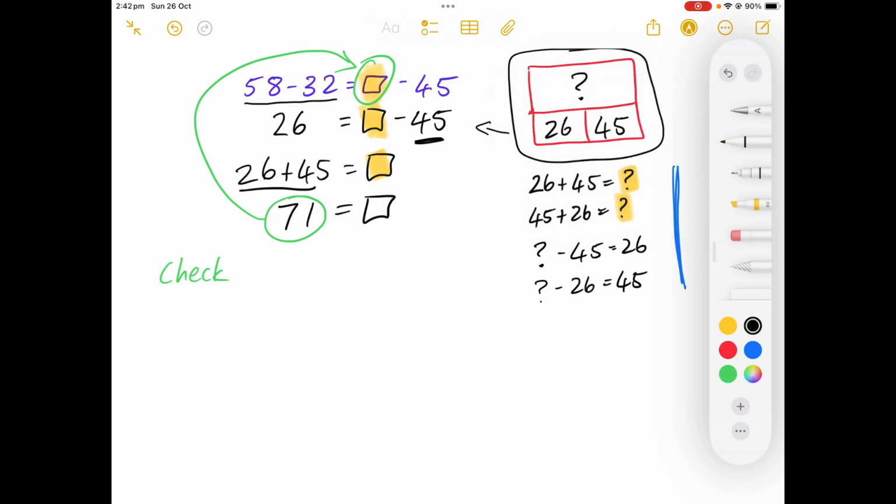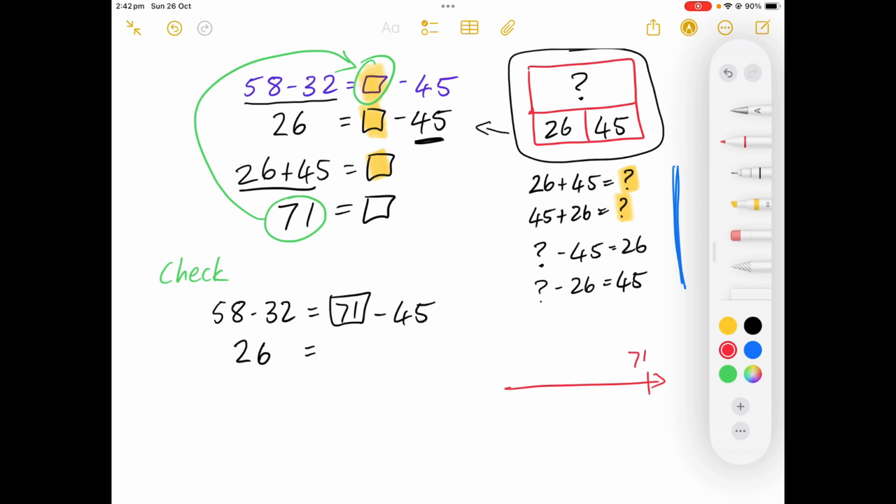All right, so let's go 58 take away 32 equals 71 take 45. Let's see if that's true. 58 take 32, 8 take 2 is 6, 5 tens take 3 tens is 2 tens, so 26. Let's see, 71 take away 45. I might have to do a little workout on the side over here. I could do my number line model. Some people like that one the most for their takeaways. So let's do that one.